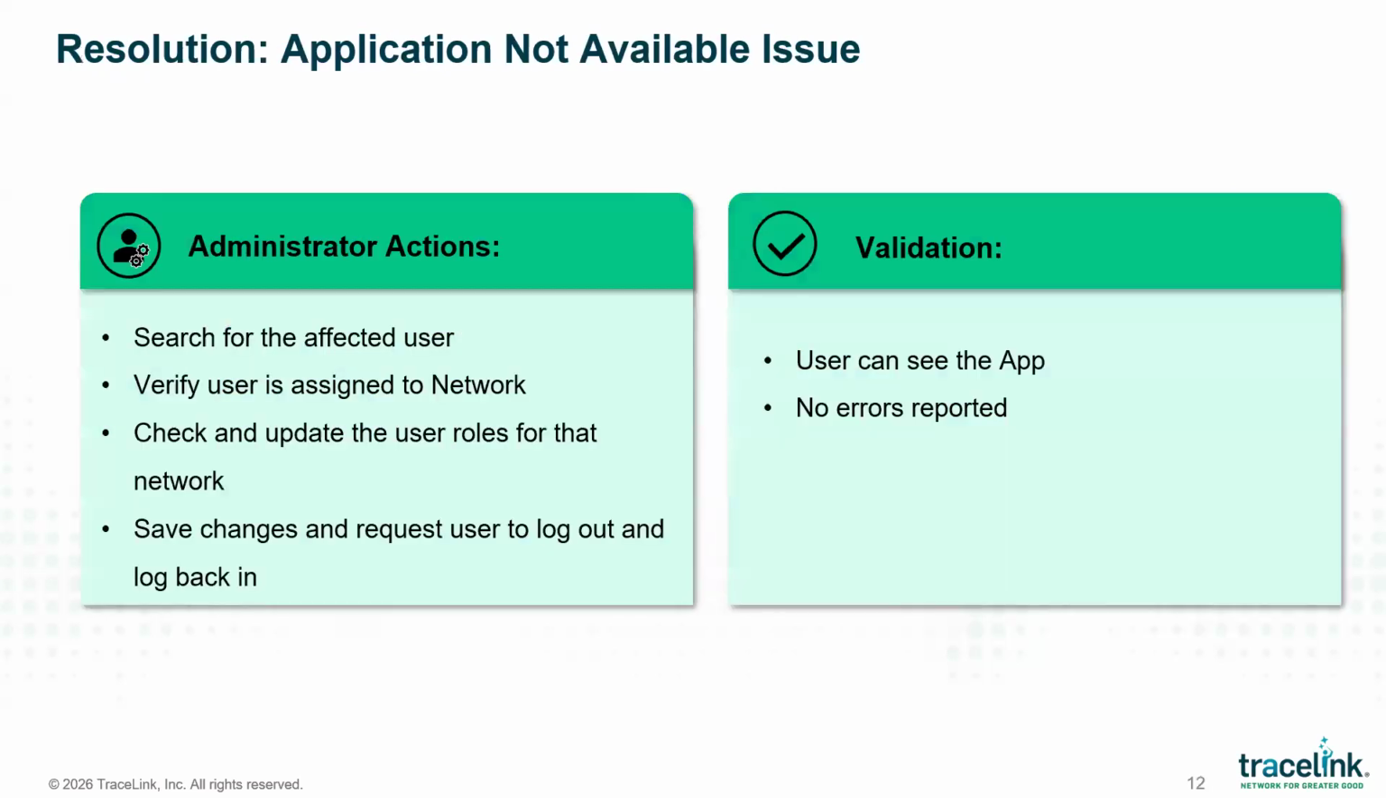To resolve this issue, start by searching for the affected user and confirming the correct account. Next, we want to verify the user is assigned to the required network. If the user isn't part of the network, the application won't be available. Then, check the user's roles for that network. Incorrect or missing roles are the most common reason an app appears missing or limited. After making updates, save the changes and ask the user to log out and log back in again so the access refreshes. For validation, confirm the user can log in successfully and no access errors are reported.